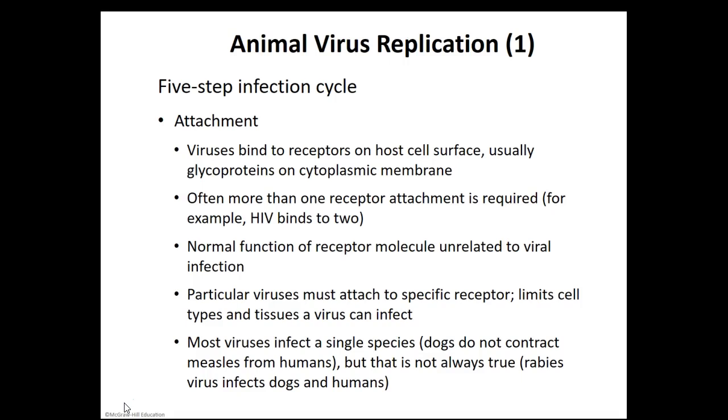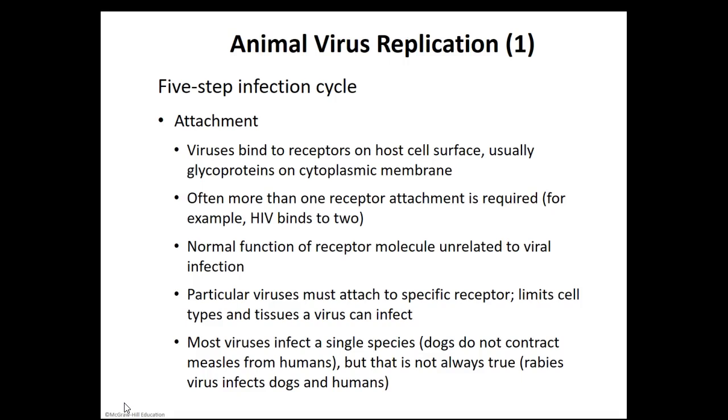In many cases, what you'll see is that these animal viruses have to bind to multiple receptor attachment sites. In other words, their spikes typically have to attach to multiple glycoproteins. Ultimately, what this means is that these animal viruses have a high degree of specificity.